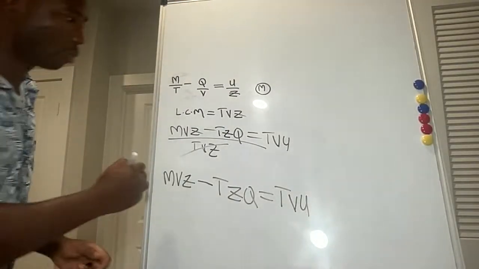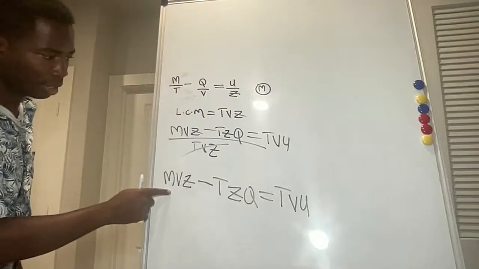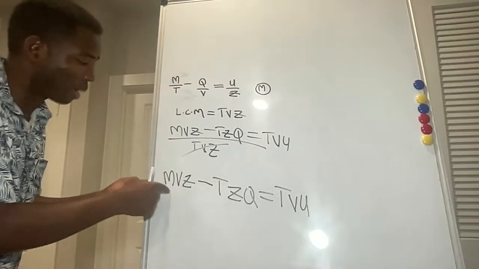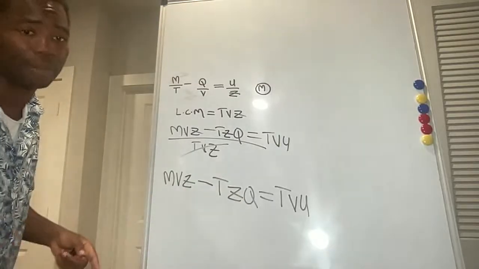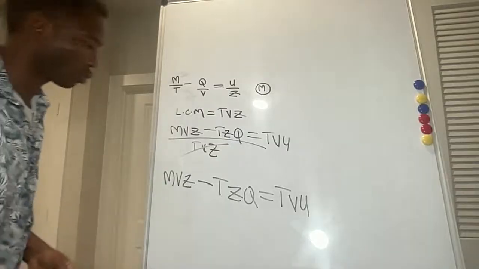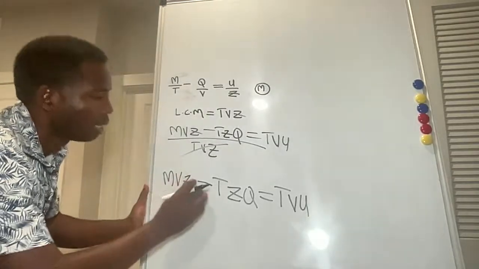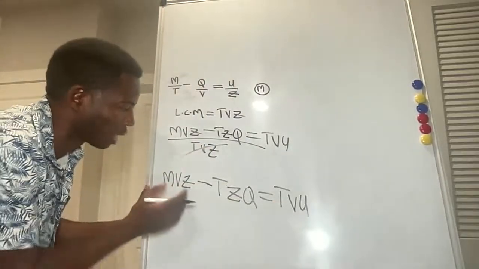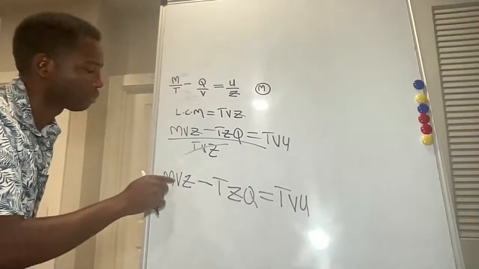So, what can we say? Don't forget we are making M the subject. There's M here, and we are happy because M is in just one part of the equation. Sometimes M can be in two places, even in three places, and then it will take us more time to solve such an equation. Now we have only one M here. So let's move this TZQ to the other side of the equation so that M will stand alone, even though M is still with VZ.